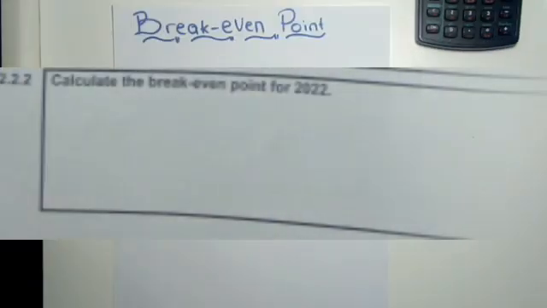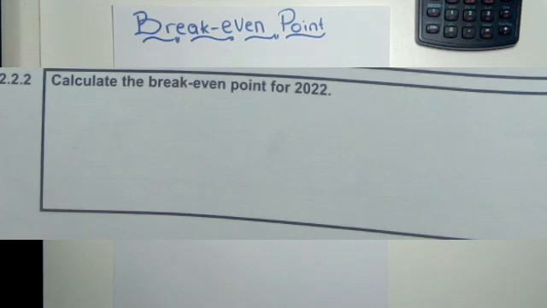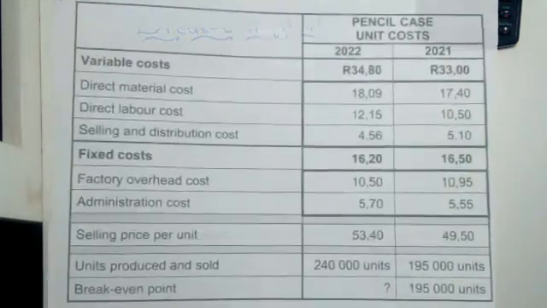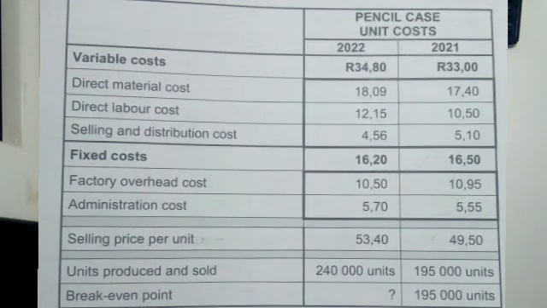2.2 wants you to calculate the break-even point using the information on 2.2 in information A. This one is a different company. It's a Lexus manufacturers and they produce pencil cases. So they have given you information A of their variable cost, their fixed cost, their selling price, the number of units they produced and sold, and even the break-even point for the previous year. We have to calculate the one for this current year, hence it is a question mark.